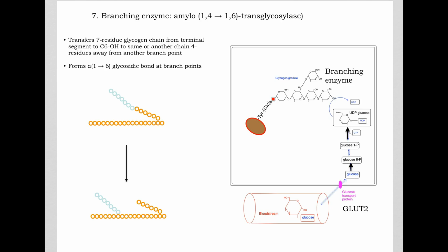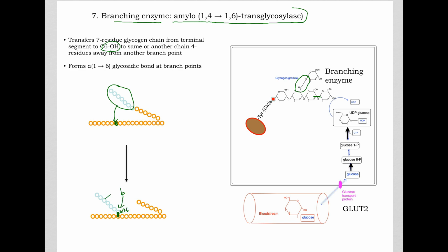So glycogen synthase makes the alpha-1,4, but what about the branches, alpha-1,6? How do we form a branch? That is done by an enzyme called branching enzyme. It has a long name, amylo-1,4,1,6 transglycosylase. Basically, what this enzyme does, it takes a 7-residue glycogen chain from a terminal and then adds it to a C6 hydroxyl group on another part of another chain or the same chain. And that will lead to the alpha-1,6 branch that is formed.